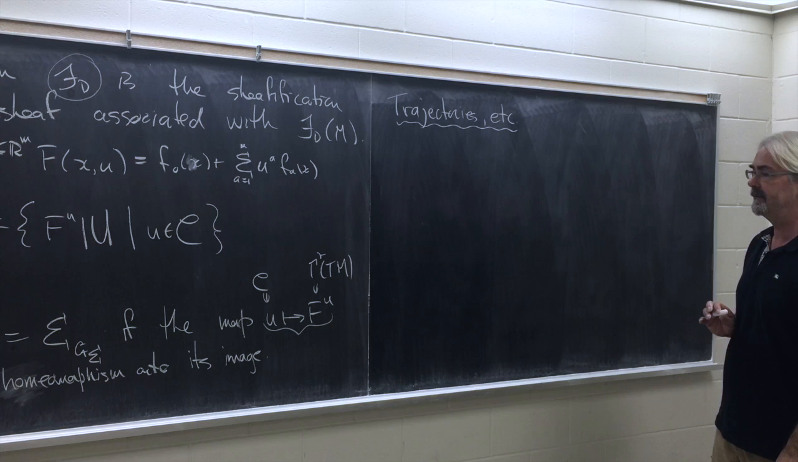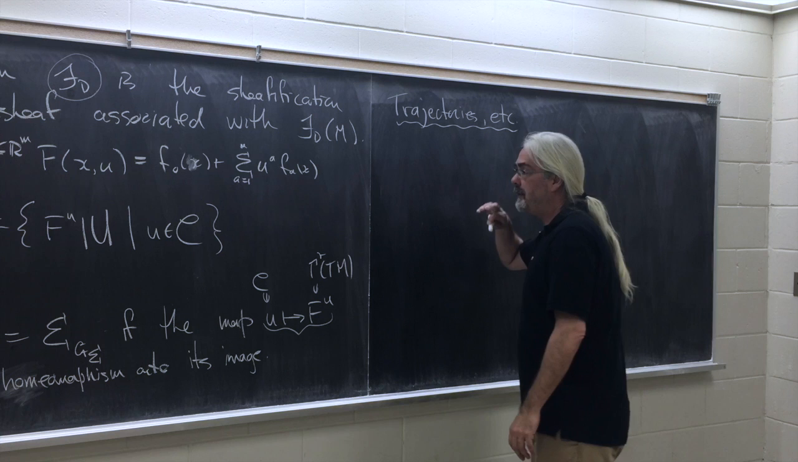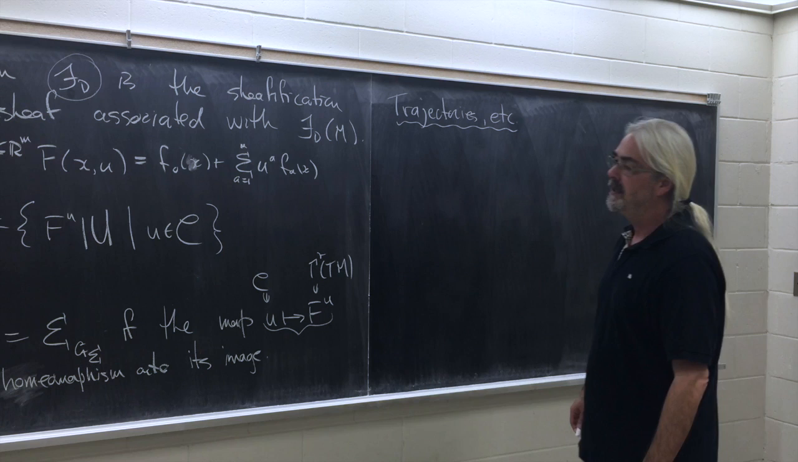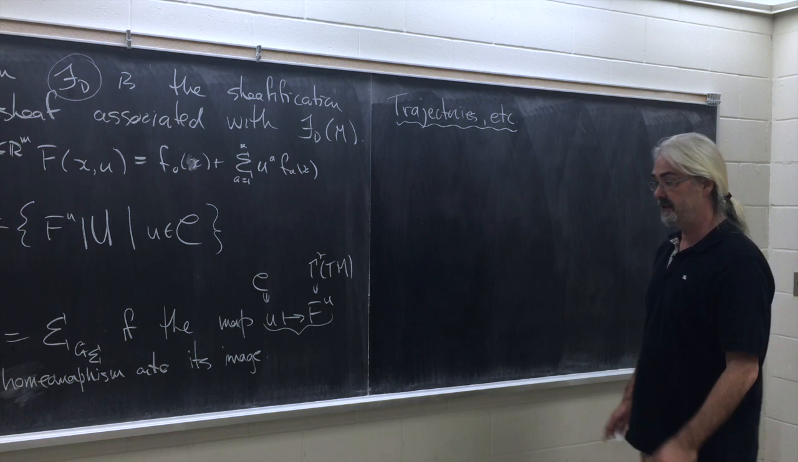All right, so let's talk about trajectories. What we want to do is talk about, first of all, trajectories in the framework of tautological control systems, and then, as I say, we have trajectories for these guys that we're all kind of familiar with. And we'll consider the question of when there's a nice correspondence between those things, rather related to this question here.